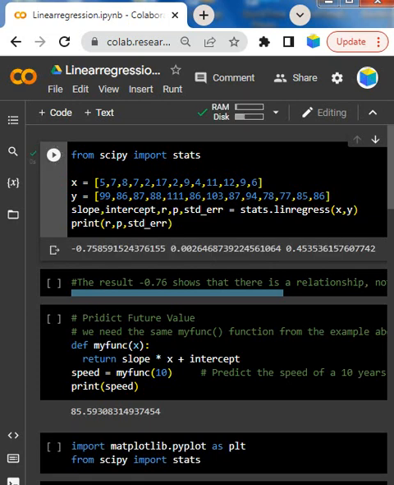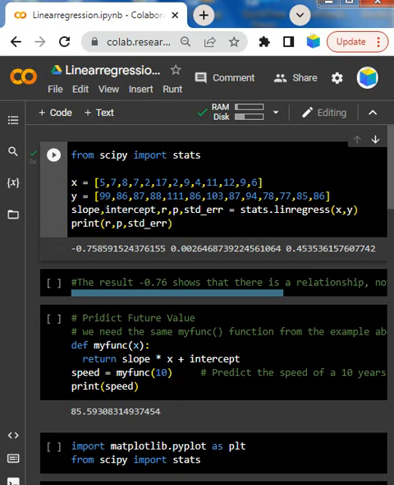Okay, so these are the statistical terms. Slope is like an angle, and intercept means if you write y equals b plus x, this is the equation, a linear equation, and y is dependent on x, so if x changes then y also changes.